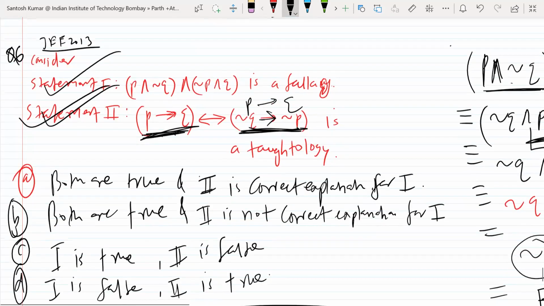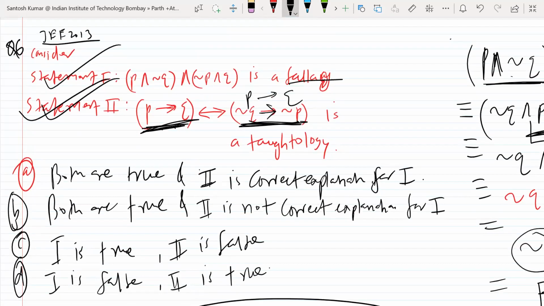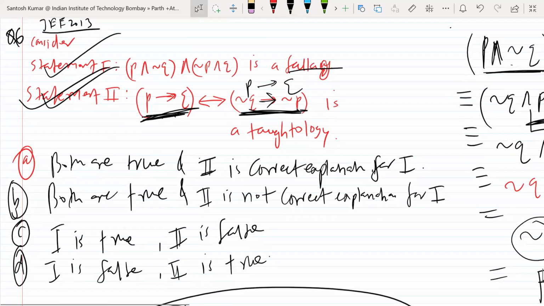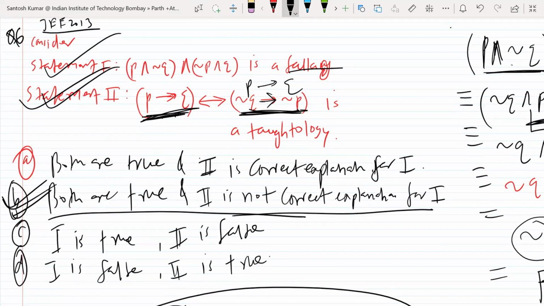So both are true, but I see no relationship between the first and second statement. Do you see any? No, sir. If one depended on the other, then we could say something, but here I do not see it. That's why option B will be correct. Both are true, but two is not the correct explanation for one. So there is no relation from statement two to statement one directly.